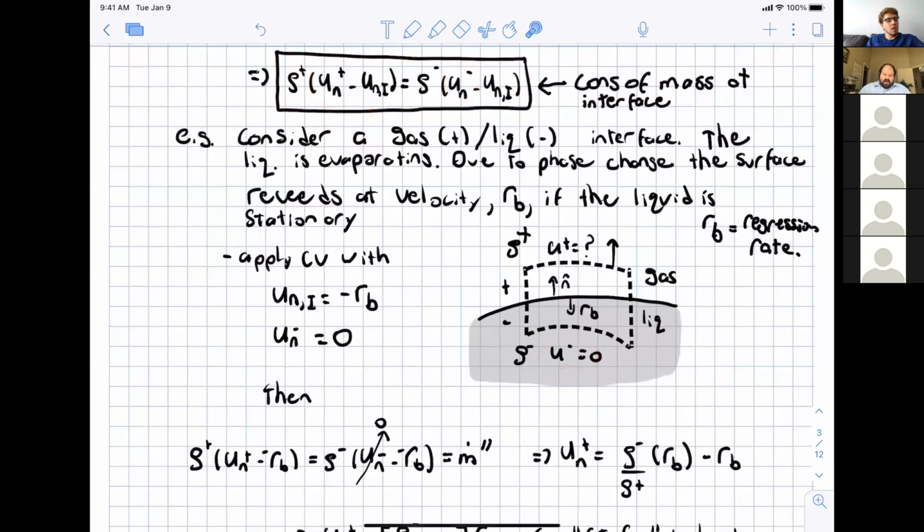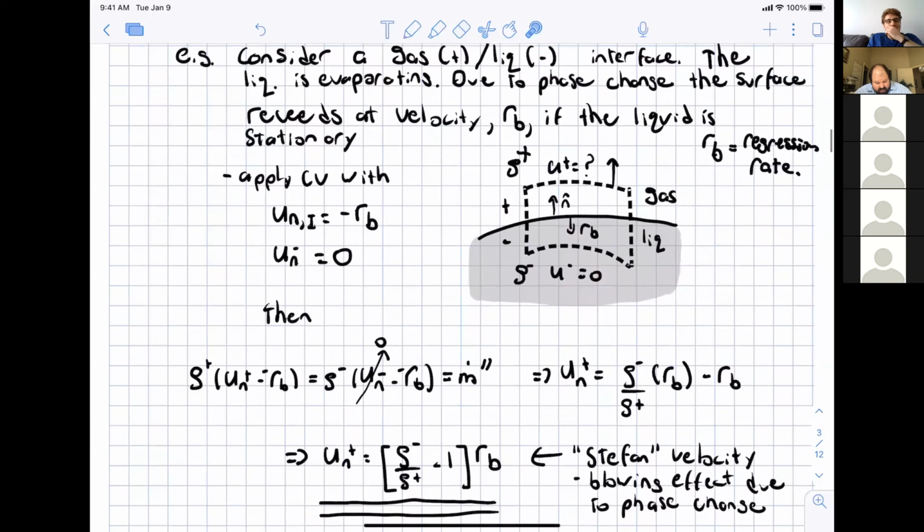And so we basically have this expression here. So I substitute them in. This UN is equal to 0, and we wind up with plus RB. Here, I'm just going to label this as m dot double prime. This here is an evaporation mass flux. You'll see the quantity rho RB quite a bit, especially when we get to propellant combustion, and that's nothing more than a vaporization or a burning mass flux.